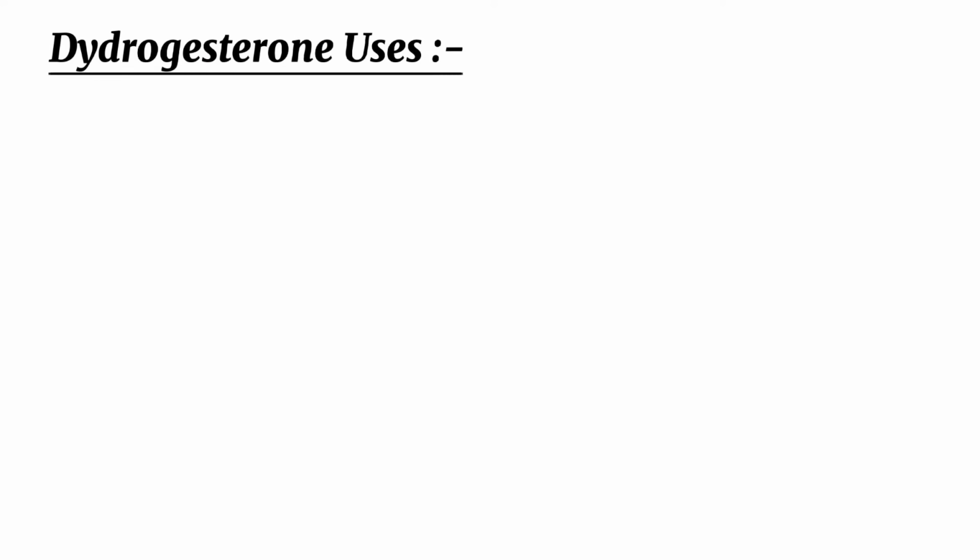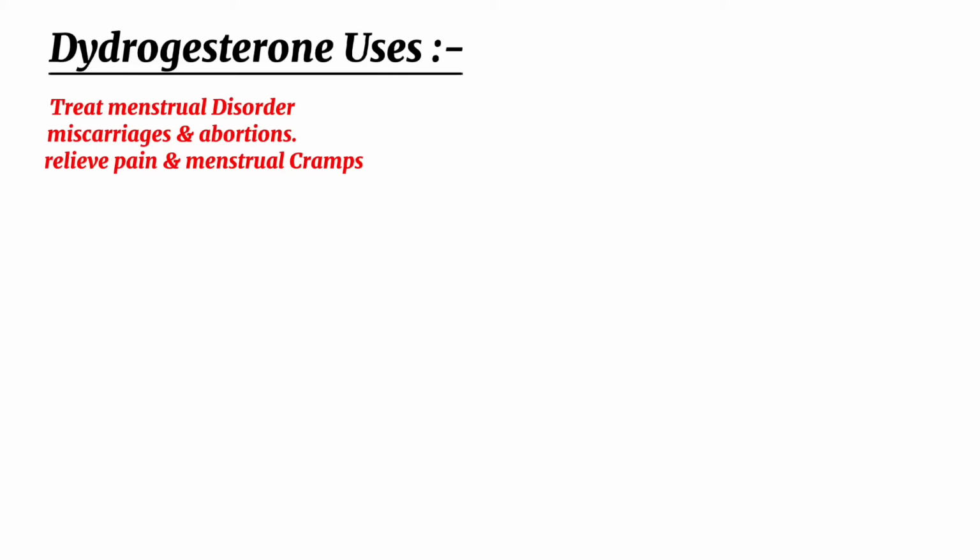Uses of dydrogesterone. How to use: it's used to treat menstrual disorders caused by lack of hormones in women. It's also used to help prevent miscarriages and abortions. The drug is mainly used to relieve pain and menstrual cramps.